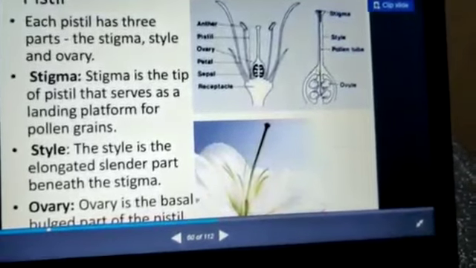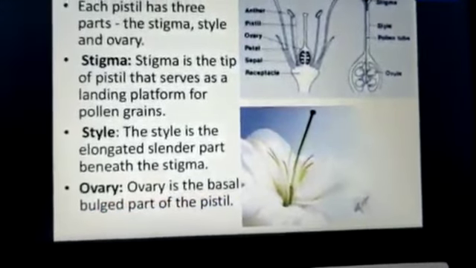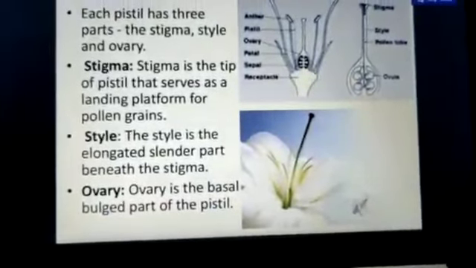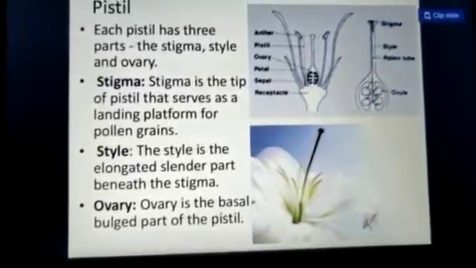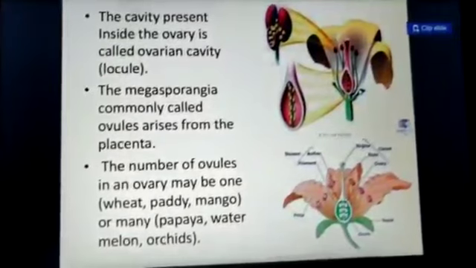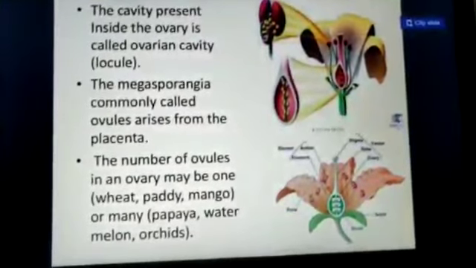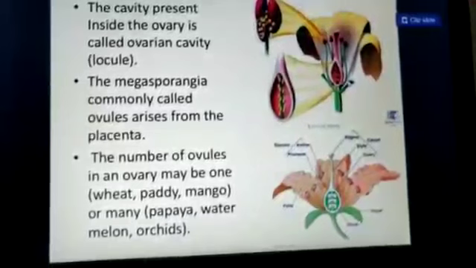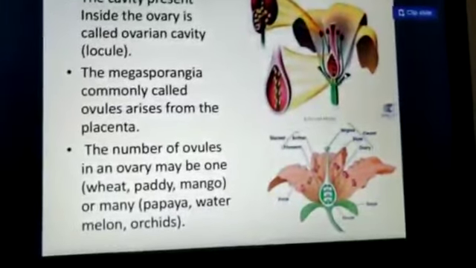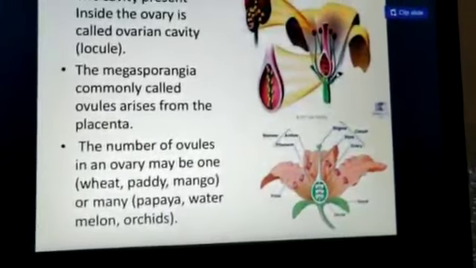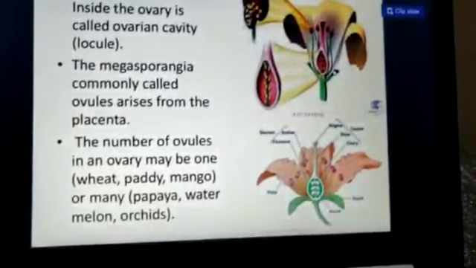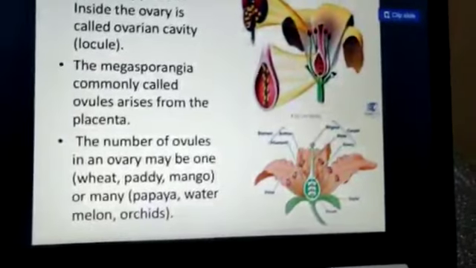Stigma is the tip of the pistil that serves as a landing platform for the pollen grains. The style is the elongated cylinder part beneath the stigma, and the ovary is the basal bulged part of the pistil. Now the cavity inside the ovary is called the ovarian cavity, or you can also term it locule. The megasporangia, commonly called ovules, arise from the placenta. The number of ovules in an ovary may be one, for example wheat, paddy, mango, or many, as in papaya, watermelon and orchids.